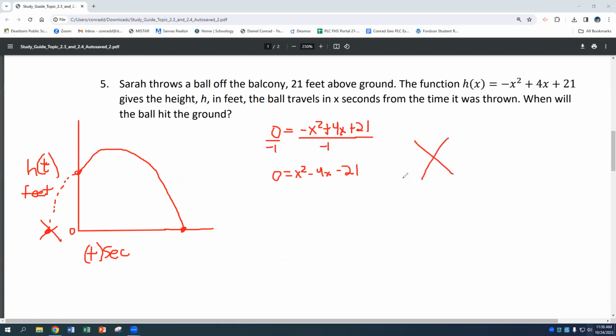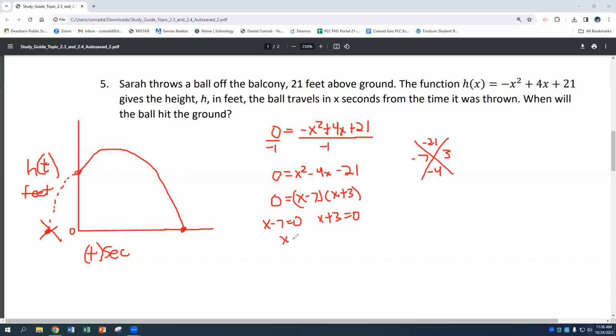So we're going to use the x method because a is 1. So we need two numbers that multiply to negative 21, add to negative 4. Okay, so how about negative 7 and 3? Right, negative 7 times 3 is negative 21. Negative 7 plus 3 is negative 4. So we're going to have x minus 7 and x plus 3. So then we have to do x minus 7 equals 0 and x plus 3 equals 0.